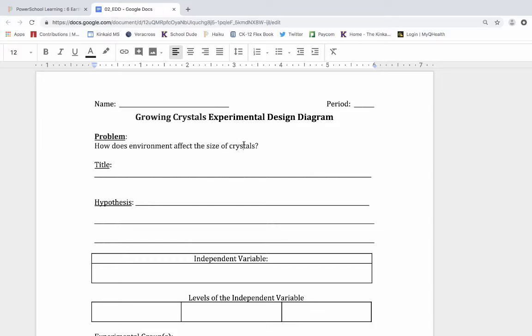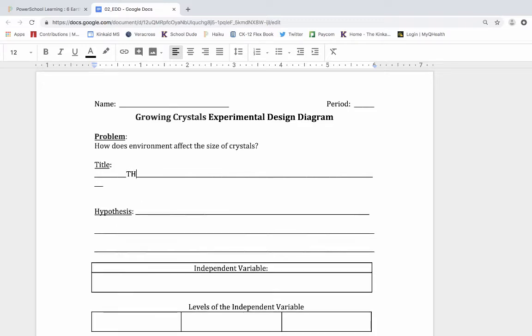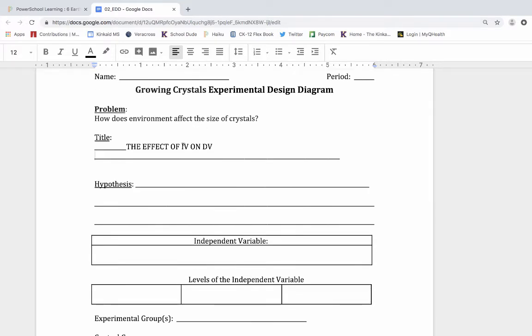And it's not necessarily the place we leave it at, it's more so the temperature of the place. So when we go to title this experiment, we always follow the format, the effect of our independent variable on our dependent variable. So as we go through our EDD, we will try to figure out what those variables are and replace these two words with the actual variables.